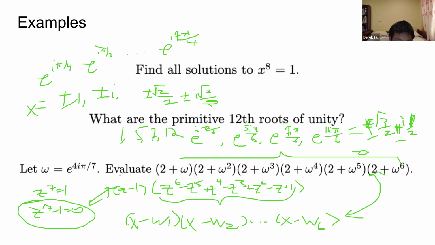And then since omega is a primitive root of unity, that means it'll generate all the roots of unity. And then notice that if we plug in x equals -2 to this, then this becomes (-1)^6 times (2 + omega)(2 + omega squared), since it's a primitive root of unity, and so on, up to (2 + omega^6), and that's what we want. So that means all I have to do is plug in -2 into this polynomial.